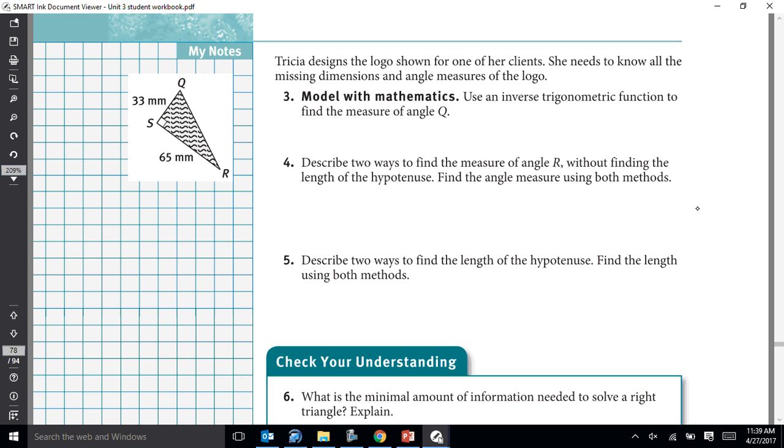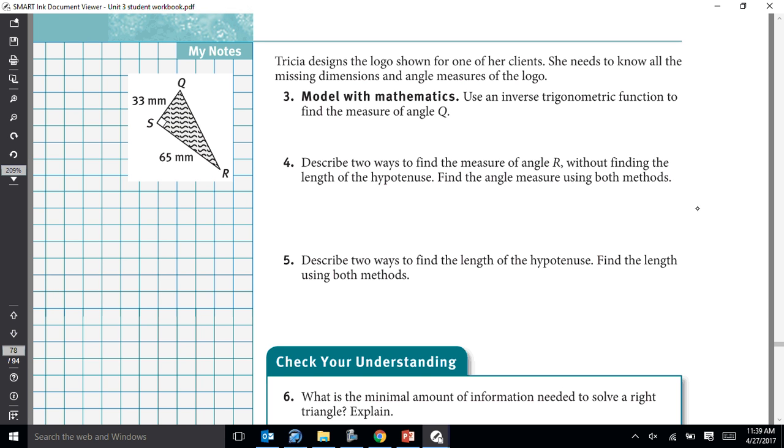All right, so Trisha designs the logo shown for one of her clients. She needs to know all of the missing dimensions and angle measures of the logo. So I use an inverse trig function to find the measure of angle Q. We know it's a right triangle. We know this side is 33 millimeters. Side SR is 65 millimeters. And we need to find QR. I'm just going to ignore this. We want to find everything else.